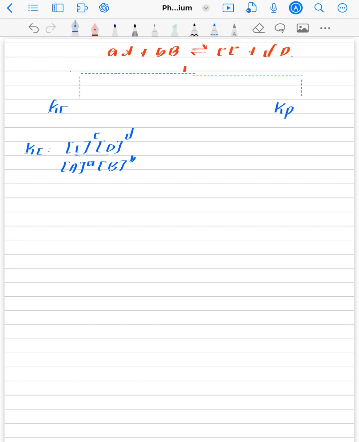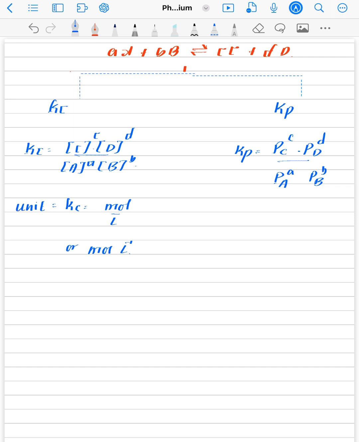So when we speak about the Kp, Kp is equal to the partial pressure of C raised to the stoichiometric coefficient c into the partial pressure of D raised to d, the whole thing divided by the partial pressure of A raised to a into the partial pressure of B raised to b. This is what we have, right? So when we speak about the unit, please note it down: the unit for Kc is going to be equal to moles per liter. You can designate it as this, or you can utilize moles per liter.